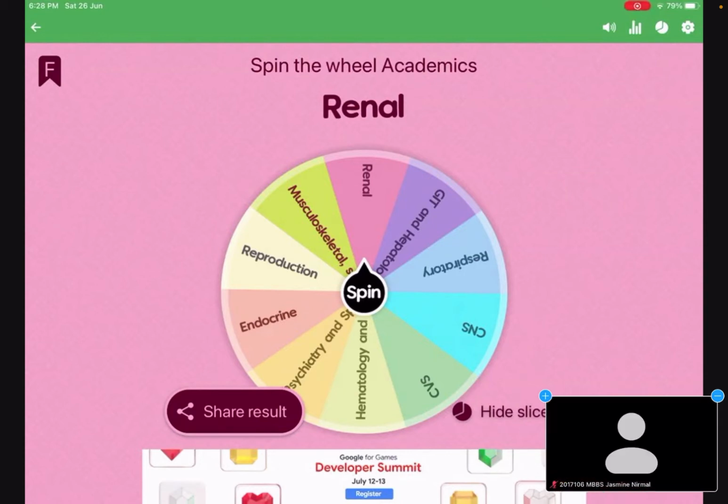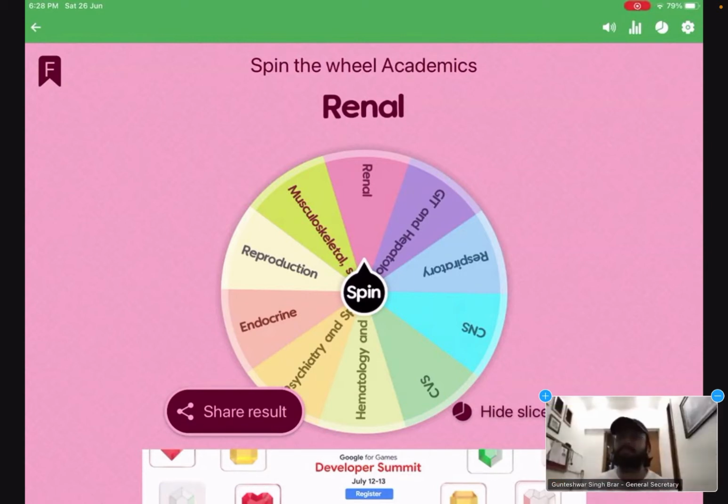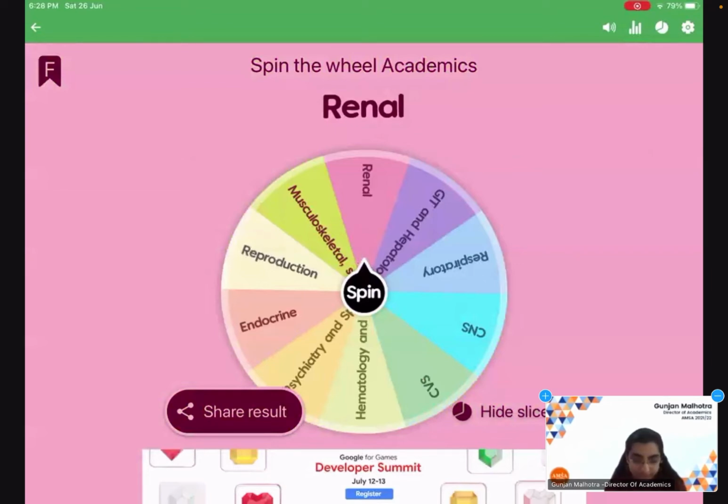Next, we have Gunteshwar. Okay, Gunteshwar, can we have you on screen, please? Yeah. Hi, Gunteshwar. Let's spin the wheel and see what's there for you.